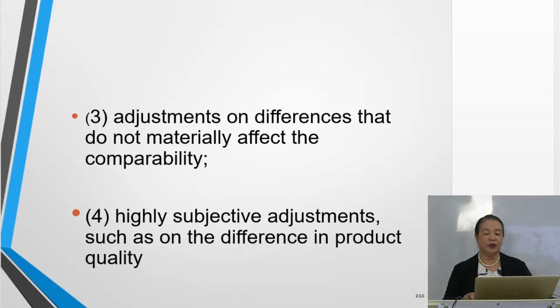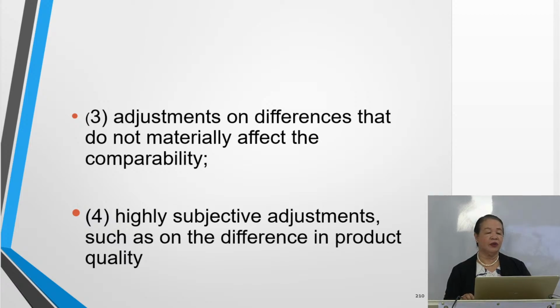Number 3, adjustment on differences that do not materially affect the comparability. So, kung hindi naman siya talaga makaka-affect dun sa comparability, then do not adjust, no? And then number 4, highly subjective adjustments such as on the difference in product quality. Bakit highly subjective? Parang discretionary na masyado sa part ng revenue officers doing the adjustment. So, it should be avoided, no? Kasi highly subjective, that can be easily disputed, no?